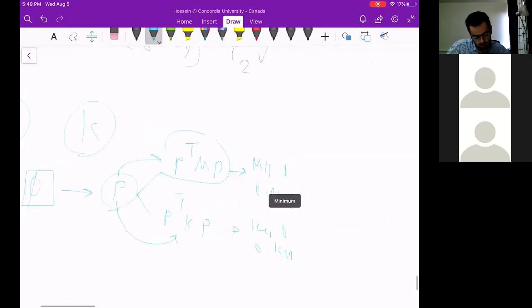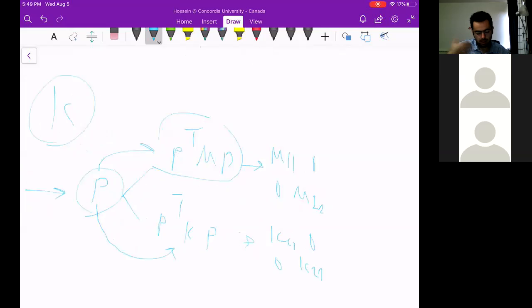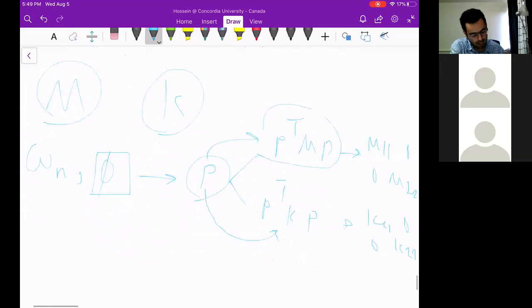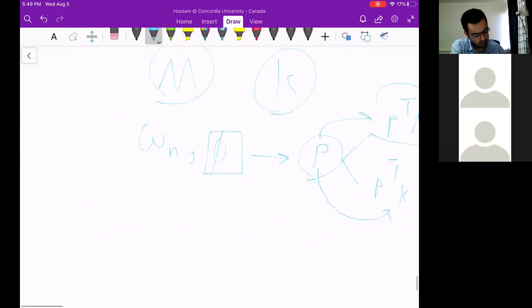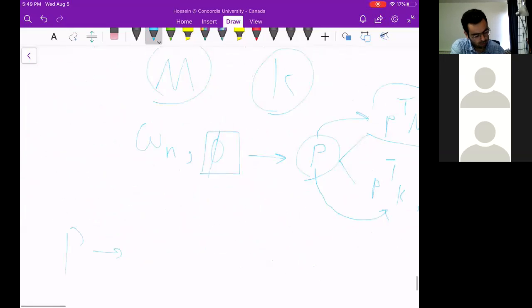And why did we do that? Because in the next part we will need this if we want to decouple it. Also, P hat is not P transpose. P hat is just P divided by square root of M11 for the first column and square root of M22 for the second column. That becomes P hat. That's it.